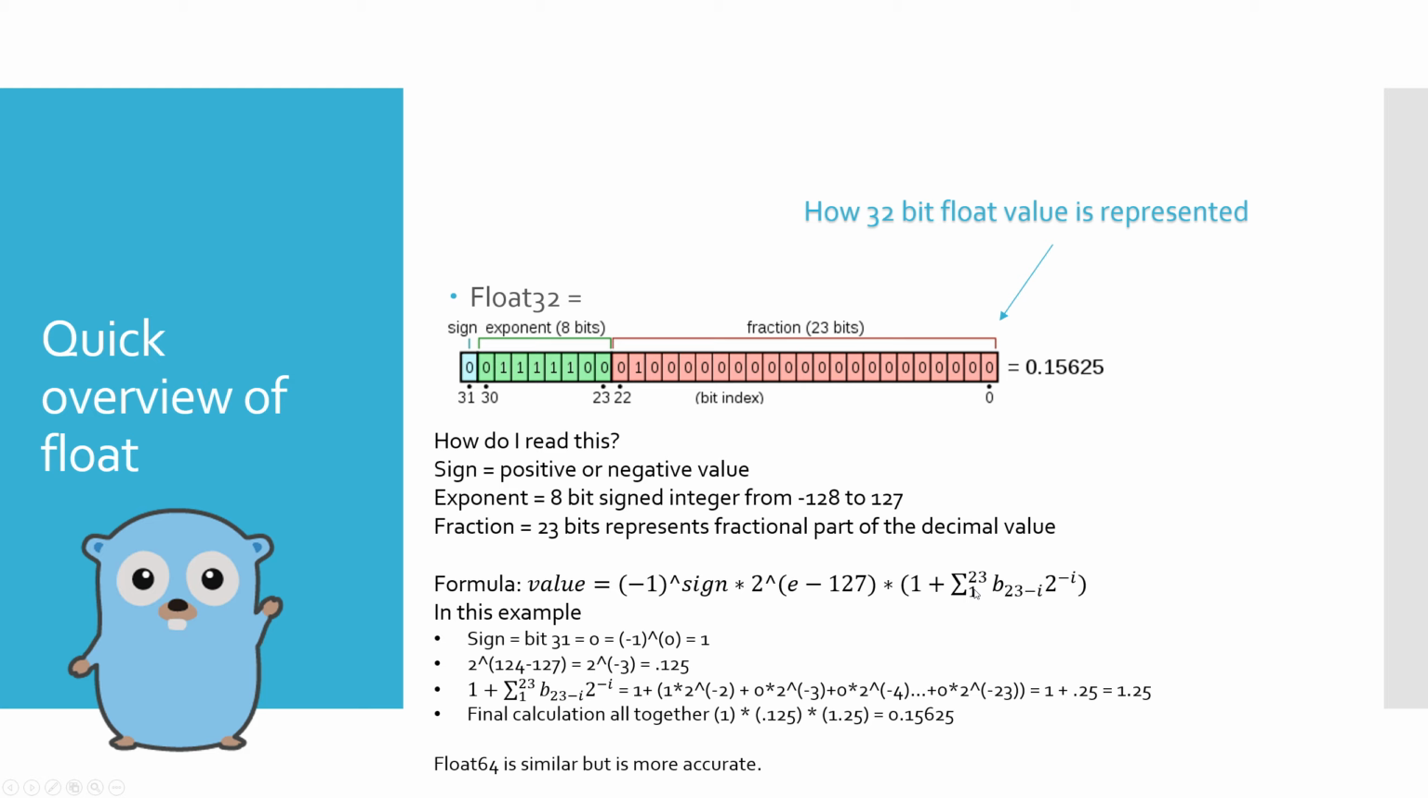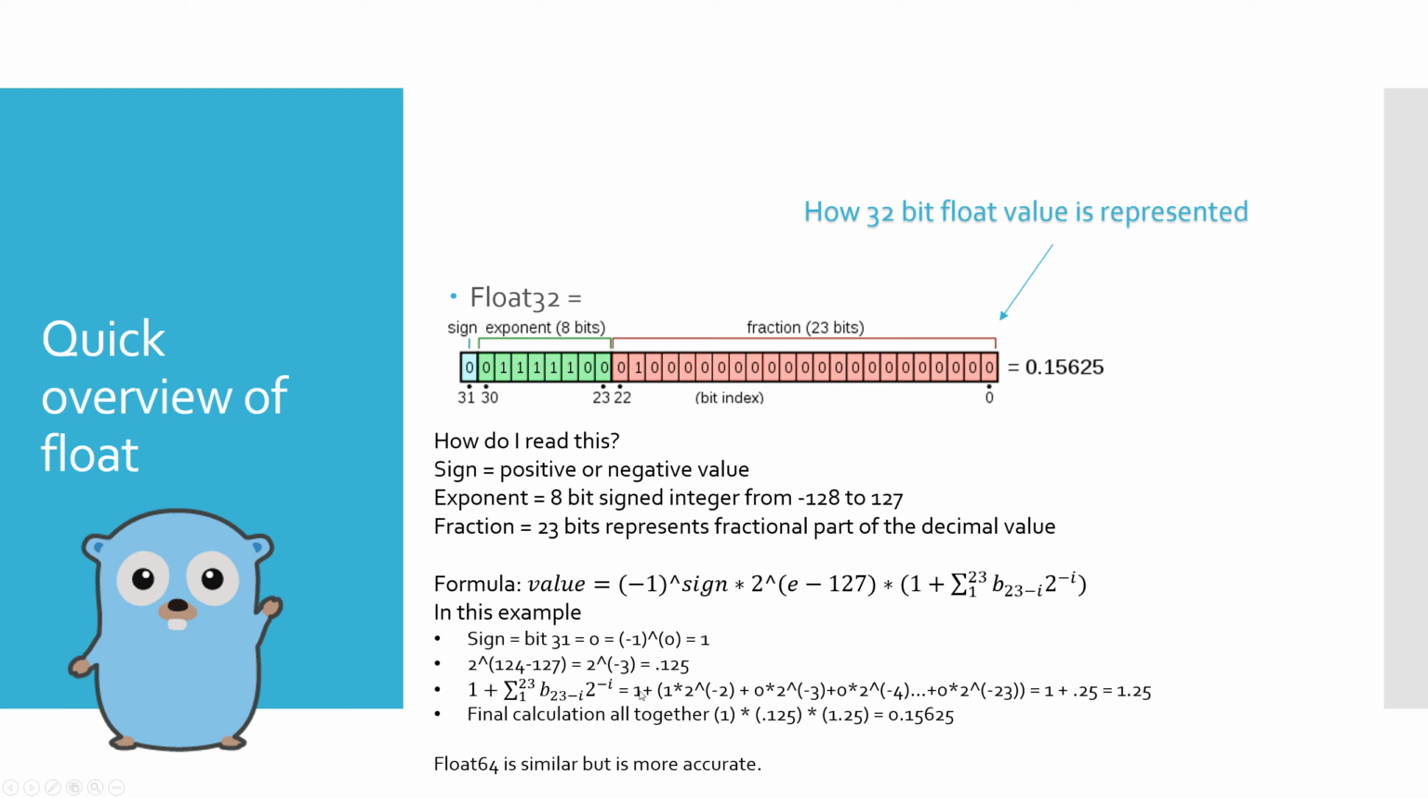Now we're at 2 in the summation. So b subscript 23 minus 2 is 21. At bit 21 right here, we have this 1. So that's why we have 1 times 2 to the power of negative 2, because i is 2. Next, we're at 3 in the summation. 23 minus 3 is 20. At bit 20, we have a 0, so we do 0 times 2 to the minus 3, because i is 3. And you go all the way to the end, the last one being 0 times 2 to the minus 23. Adding up the summation and the plus 1, we get 1 plus 0.25, which is equal to 1.25. So this third part of the formula gives us 1.25.